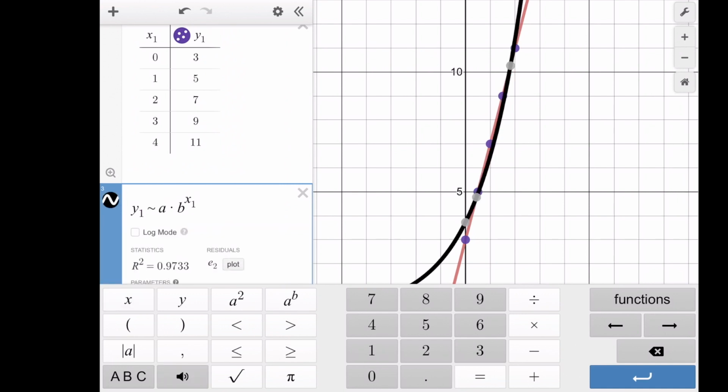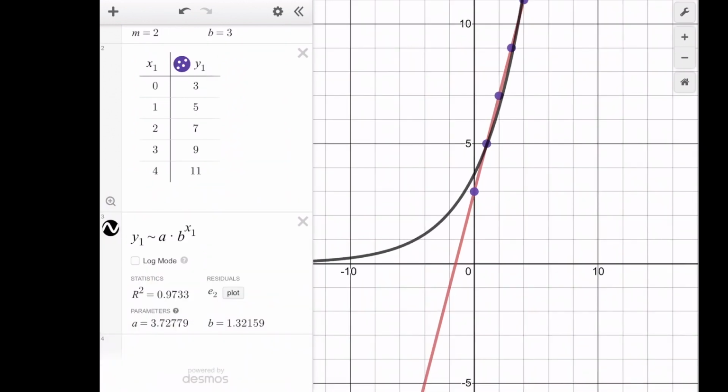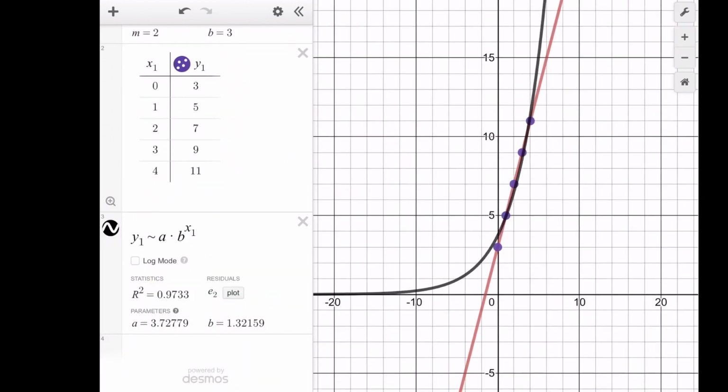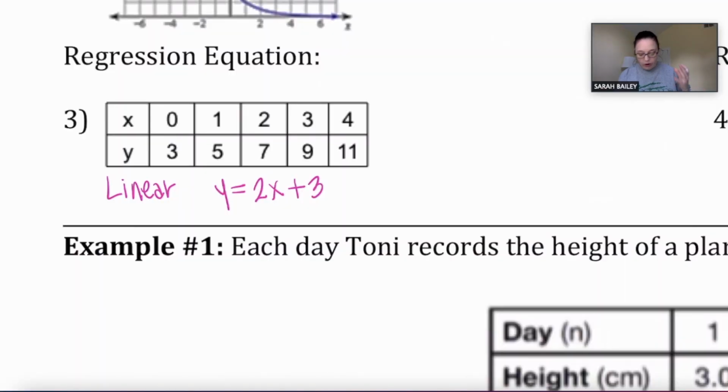Now, look at that black line. There's that black line that we can see, and it does kind of follow my data, and it gives me the value for A and the value for B. But obviously, the exponential equation isn't the best fit for this. It definitely lends itself to the linear regression equation. So we're going to keep our answer as y equals 2x plus 3. And as a linear is the best choice. All right, so that's it for number 3.